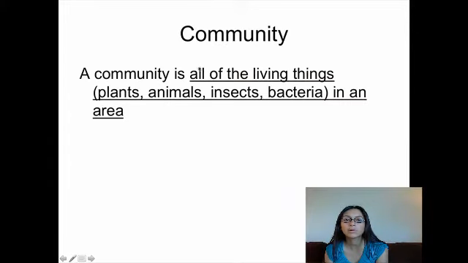Alright, so first a reminder of what a community is. It's all of the living things in an area, a group of populations you could say as well. So all the plants, animals, bacteria, insects, all living things that live in an area make up a community.